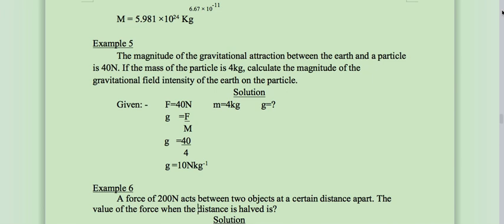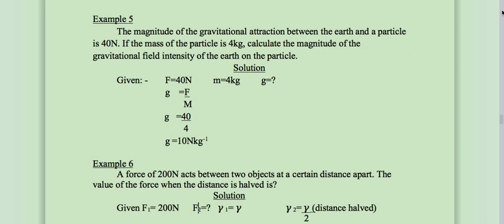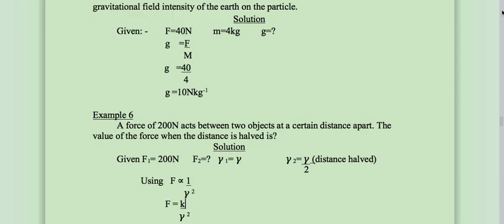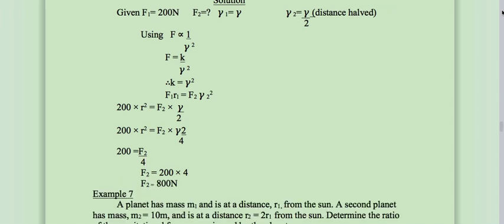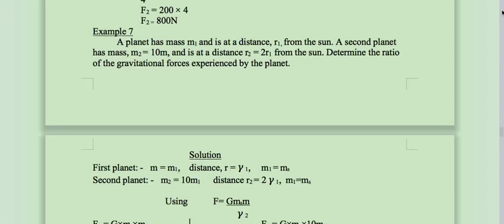What is gravitational field intensity? We define it as the ratio of the gravitational force to the unit mass at that instant. Therefore, g is equal to F all over M, which is 40 divided by 4, which will give me our gravitational field intensity of the Earth to be 10 Newton per kilogram.